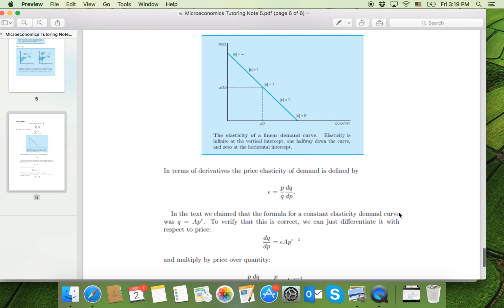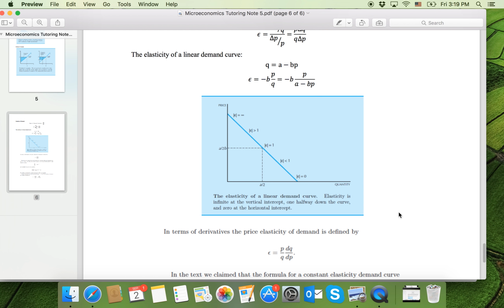And I wanted you to take a look at the graph here. It is important to know that along this linear demand curve, the slope is constant, but the elasticity is not. When Q is approaching zero, look at the form that elasticity takes. When the denominator approaches zero, the absolute value of the elasticity approaches infinity. And that's why this is infinity here.